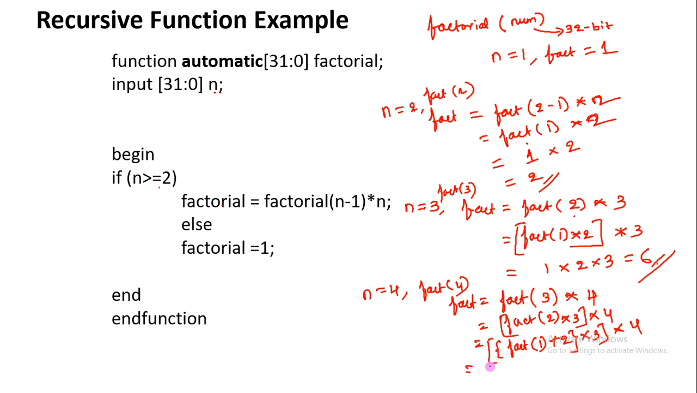So this is equal to, what is fact of 1? Fact of 1 is 1. 1 into 2 into 3 into 4. So this will be 4 3s are 12, 12 2s are 24. This is how the factorial is computed. This is called a recursive function. Whenever you use a recursive function, there is a very important point to remember.